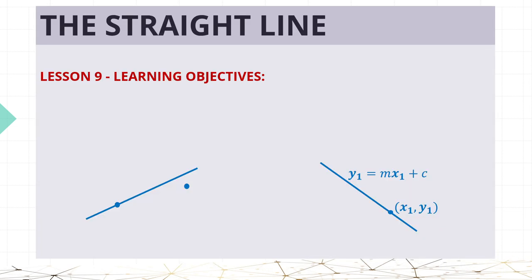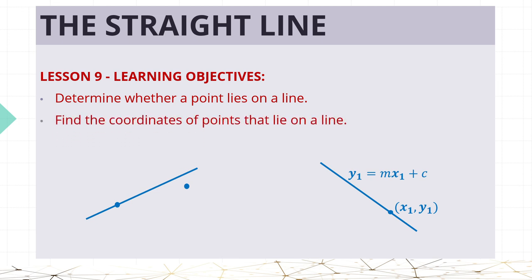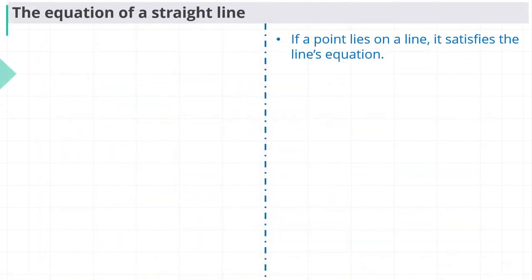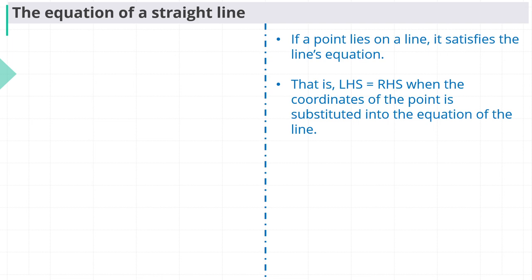In this lesson, you'll be able to determine whether a point lies on a line. You'll also be able to find a coordinate of points that lie on a line. If a point lies on a line, it satisfies the line's equation. That is, the left-hand side equals the right-hand side of the equation when the coordinate of the point is substituted into the equation of the line.